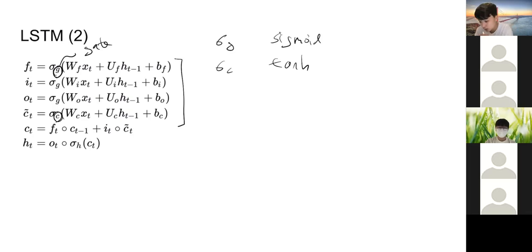Same thing goes for sigma H. That's right, sigma H is usually tanh too. But why do they call it sigma C and sigma H? Because you can use something else. You might come up with your own activation function very similar to tanh. Why not? I don't think it's super readable if you call it sigma C, sigma H. They're both tanh, though, usually.